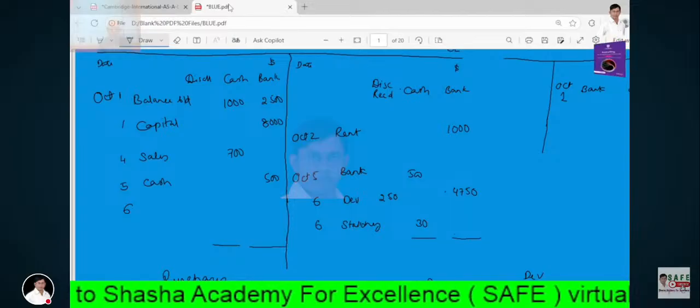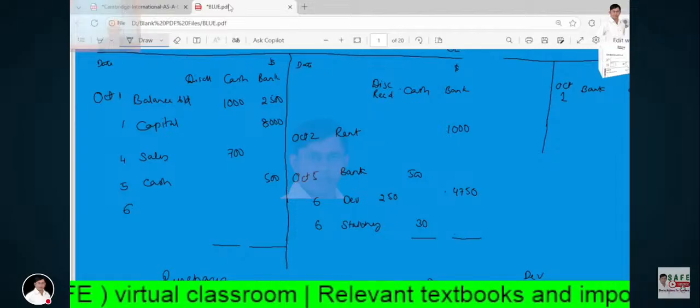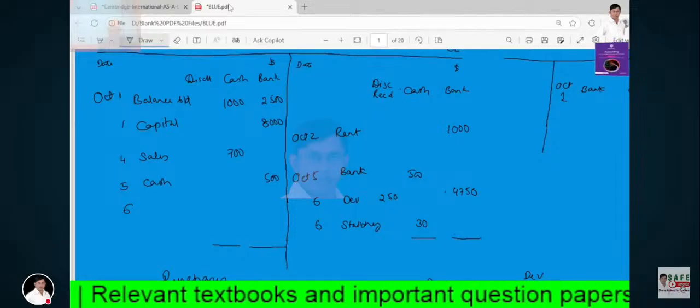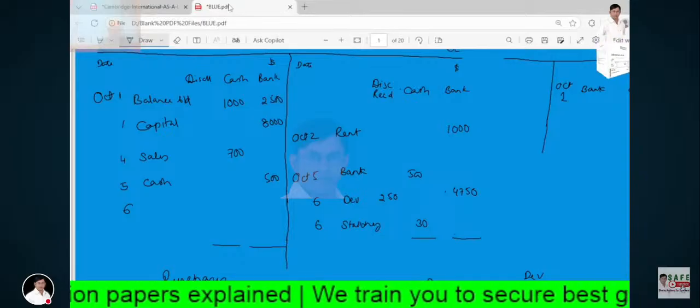So if you write down, you will get 5,750. Here you will get 10,000. So 10,000 minus 5,000, this will become 2,80,000. You have to subtract. Balance carried on will become 2,80,000.